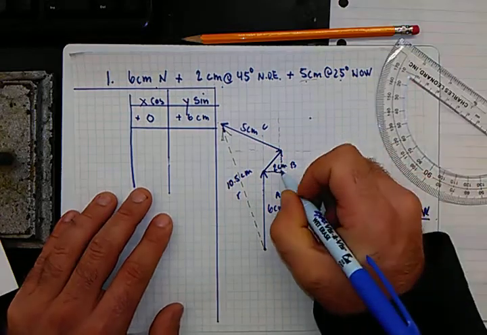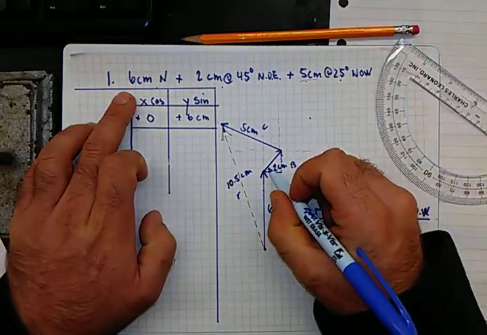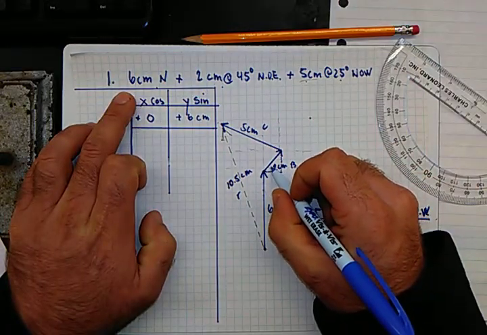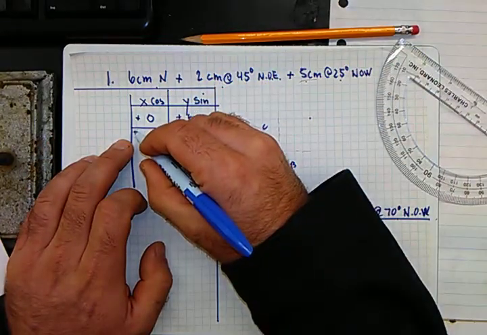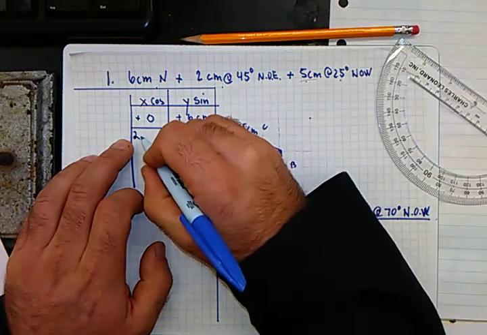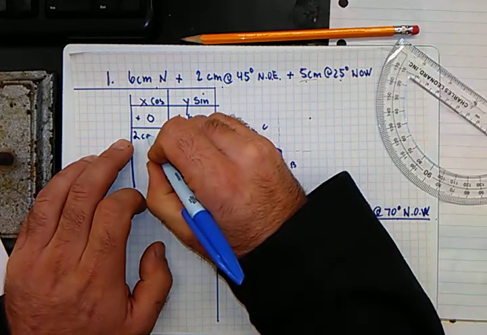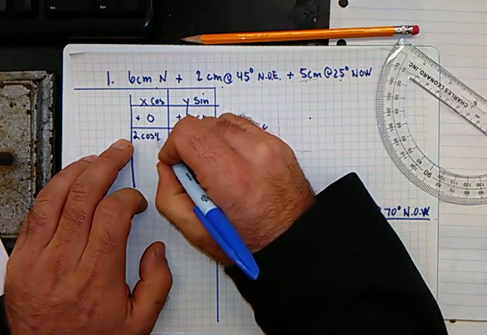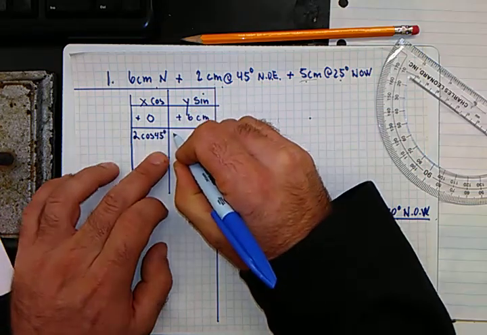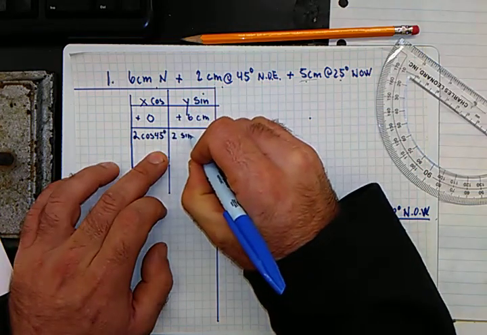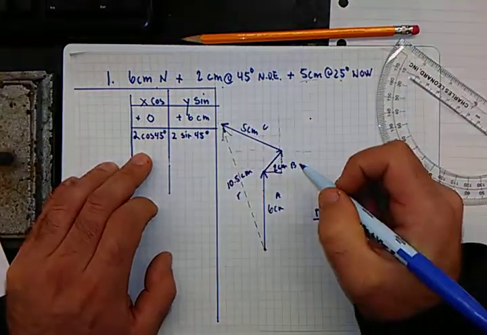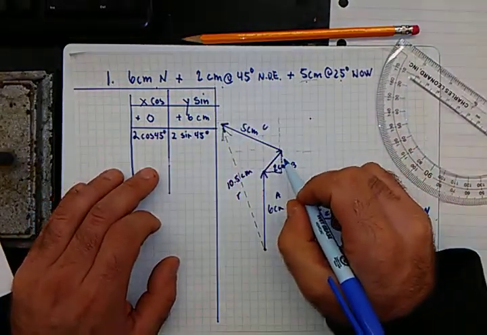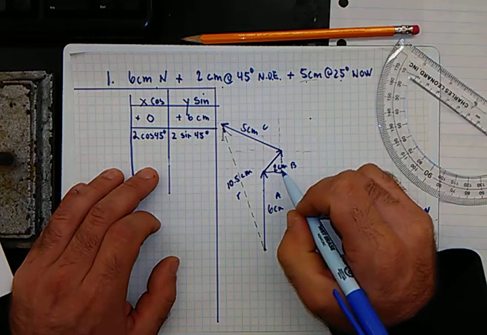To get the x part of it, assuming we're on the x-axis, we can use the cosine. So here we go. 2 cosine 45 degrees. 2 sine 45 degrees will be the y part, because in the y we're using the sine function, and for the x we're using the cosine function.